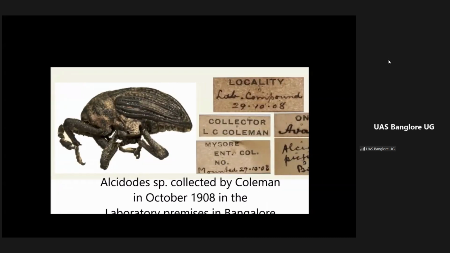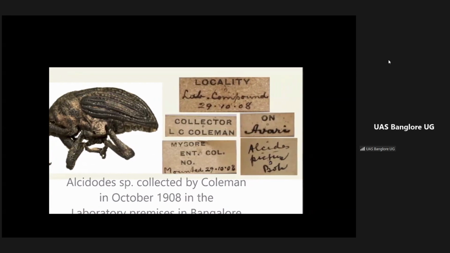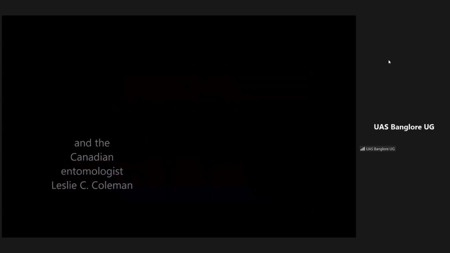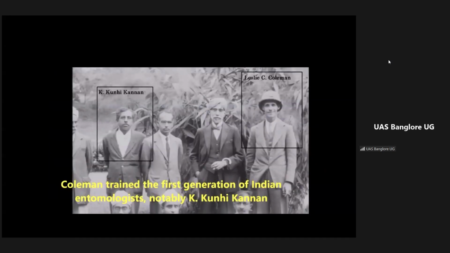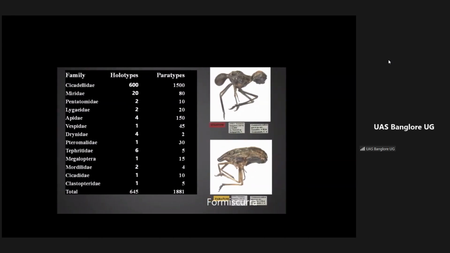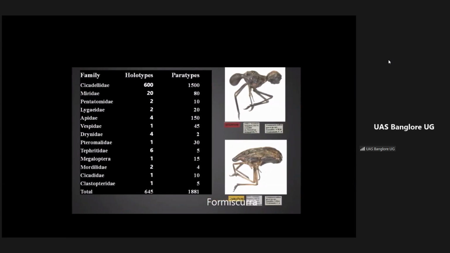The oldest collection we have here is a weevil, Archidodas, collected by Leslie C. Coleman, a Canadian scientist who worked in the princely state of Mysore in the early 1900s. We have about 700 holotypes and roughly 1,800 paratypes, collected by various researchers.